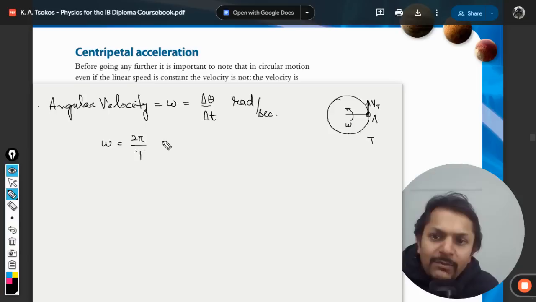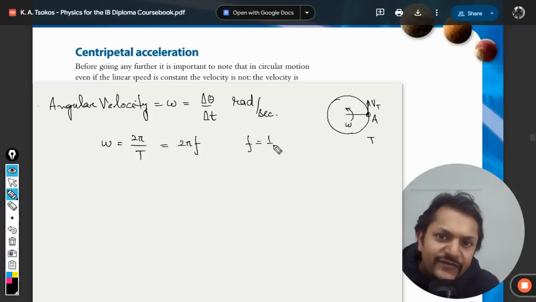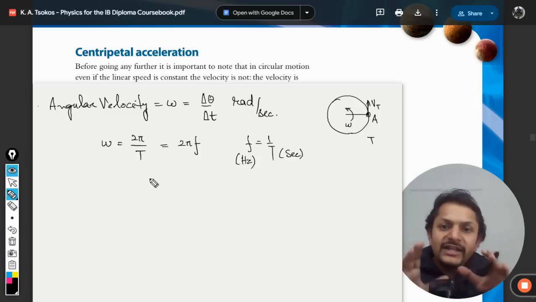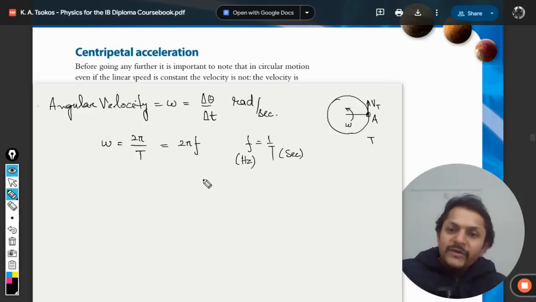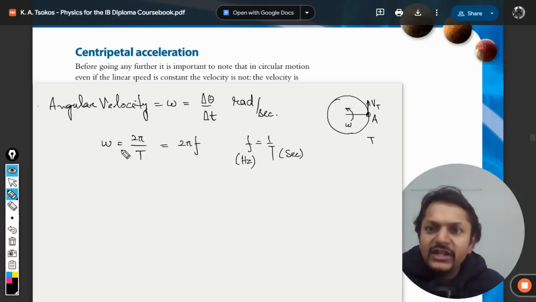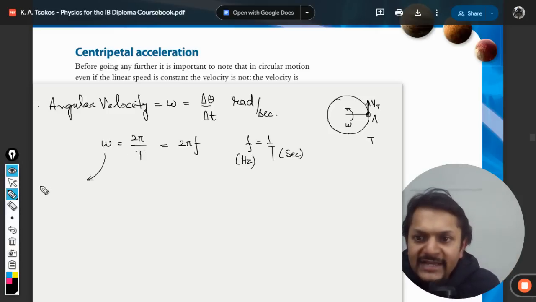Now, 1 by T is the frequency, so this can also be written as 2 pi f, because the frequency f is defined as 1 by T. Be very particular now: the time is in seconds and the frequency is in hertz. So we are relating it to the frequency now. But before we go to the frequency, let us talk here again. If we are concentrating on omega equal to 2 pi by T and we are talking in terms of circular motion, we call this angular velocity.